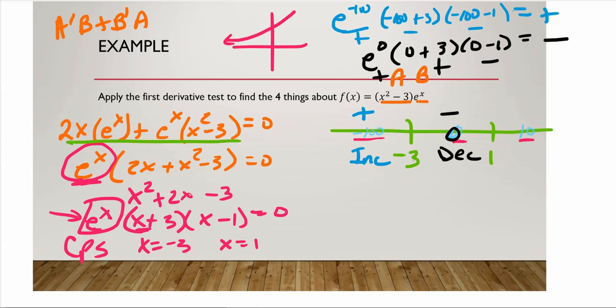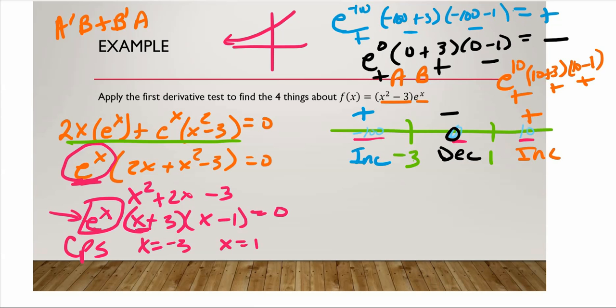So then I try one more. Let's try 10. So I'm going to get e to the 10 times 10 plus 3 and then 10 minus 1. So that here is going to be positive, that guy is going to be positive, that guy is going to be positive, so that's positive. So that means that it's increasing. Guess what? I found out where my function is increasing or decreasing.